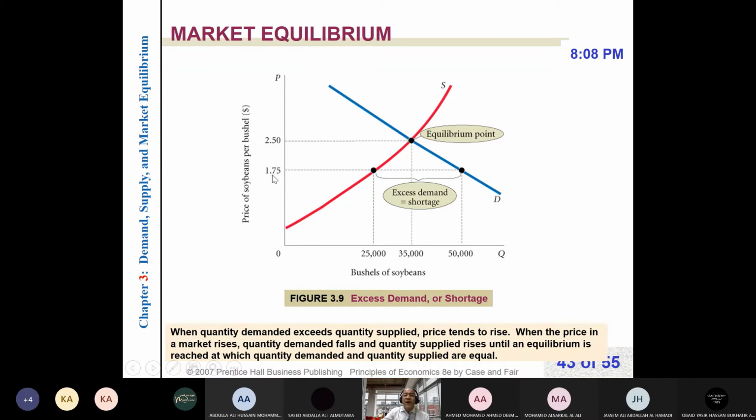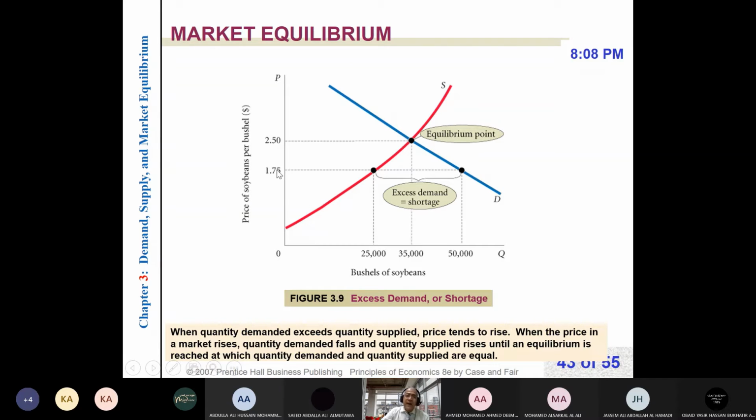Producers will find a good opportunity to increase the price, right? Because there is a shortage of tomatoes and the government has no rule in the tomatoes market. We are running a free market economy. So assume the price increased to 2 dirhams. As the price increases, the quantity supplied will increase and the quantity demanded will decrease according to the law of demand and the law of supply.